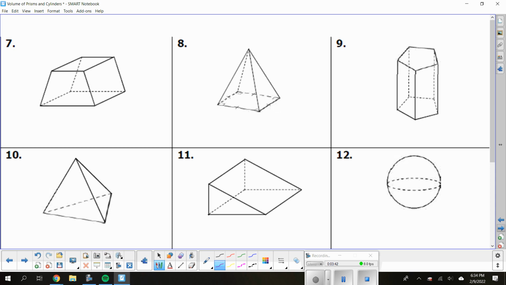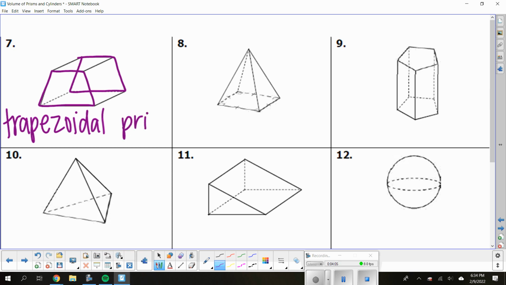Alright, here we gotta be careful. So base does not always mean bottom. So I have a trapezoid here and a trapezoid here. So I'm actually doing a trapezoid. So trapezoidal. And it's important to note that base doesn't mean bottom, but also, like I said at the beginning, look for that non-rectangular shape, and that will be the base. So this is going to be a trapezoidal prism and two trapezoids.